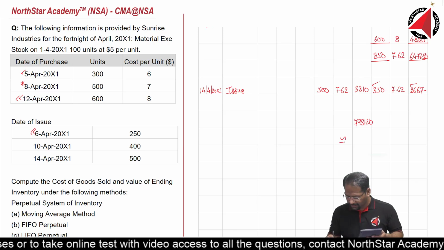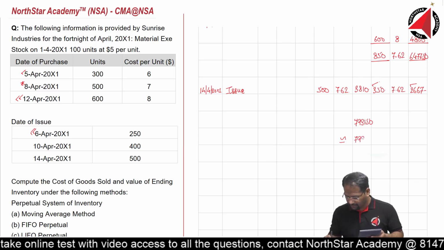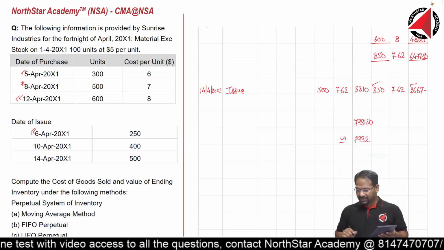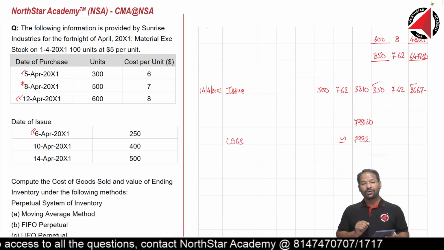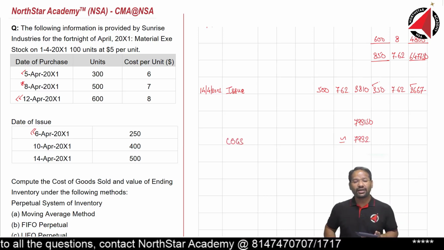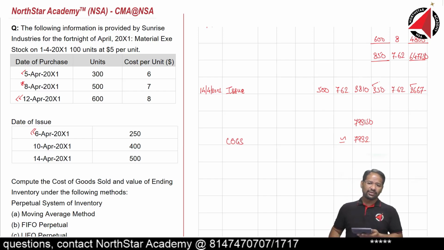7931.50, or we can round it off to 7932. What is this? This is cost of goods sold. All right. Is there any shortcut to find out cost of goods sold? Yes, there is a shortcut.